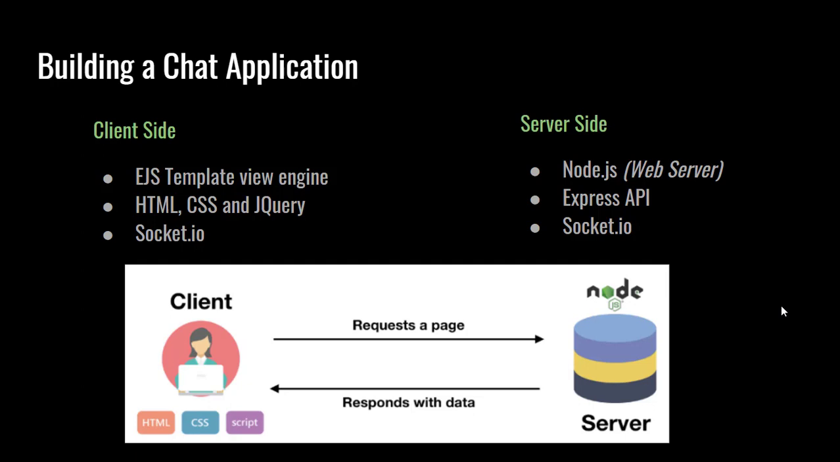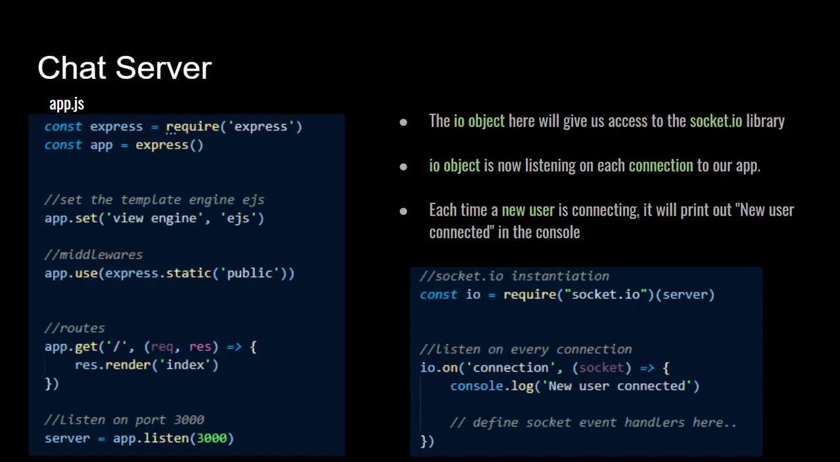So when we're talking about the MERN stack, we're talking about Node.js, which is the web server, Express API, which is the API layer, and then of course we have Socket.io. And as we're requesting a page to the server, we respond back with the interface, and then we open up that channel, and off we go.